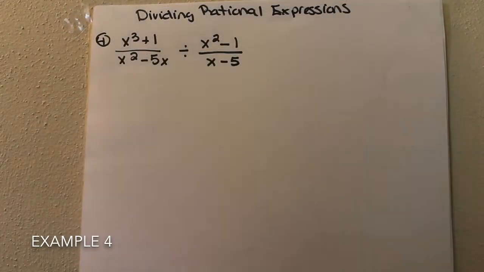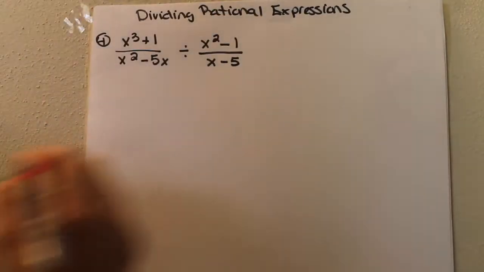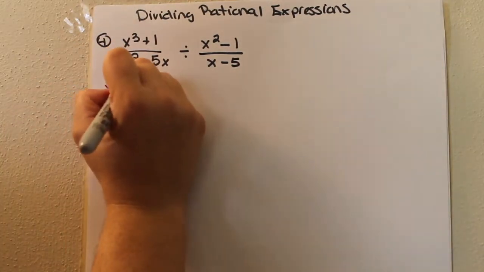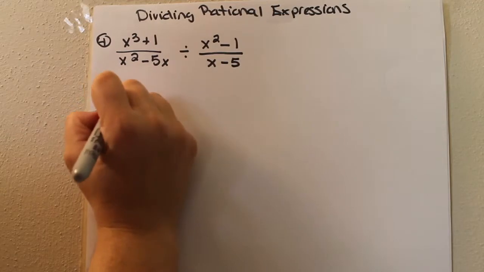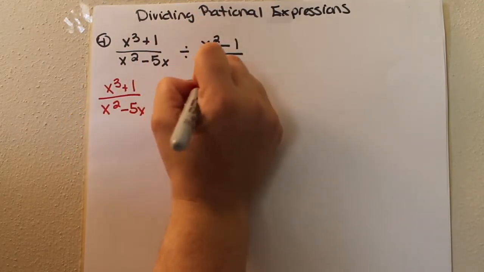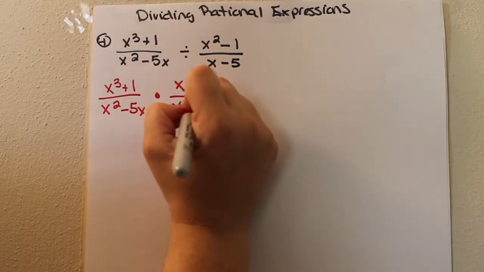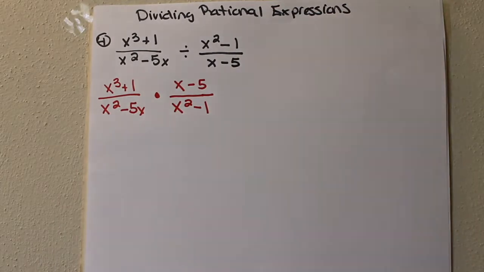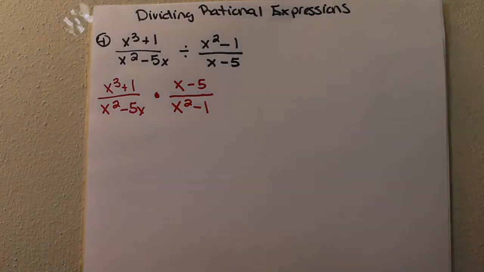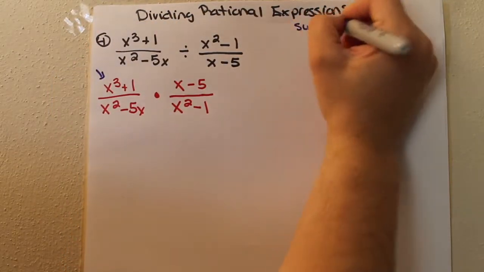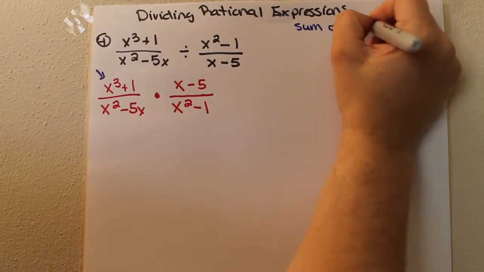Okay, to divide this rational expression, we're going to change it to a multiplication problem by writing the reciprocal of that second fraction there. So I'm going to have x cubed plus 1, x squared minus 5x. This is going to change to multiplication, and I'm going to write the reciprocal. Now I'm going to begin looking for things that I can factor, and right away I see that the first numerator here is something we call the sum of cubes. So I'm just giving myself some space because it is a little bit long.